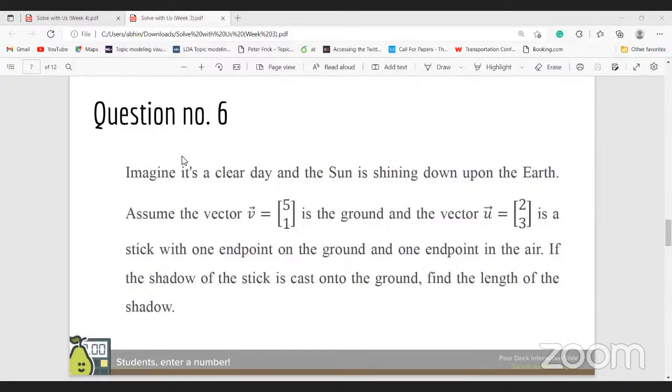Anyone else having any doubt, or shall we move ahead? Sir, I just want to confirm. So the final formula will be u dot v by norm of v into v, right? Yeah, correct. That will be projection. Now you have to find the length of the vector that you get, because they have told you to find the length of the shadow. So you have to find the length of the projection that you get.